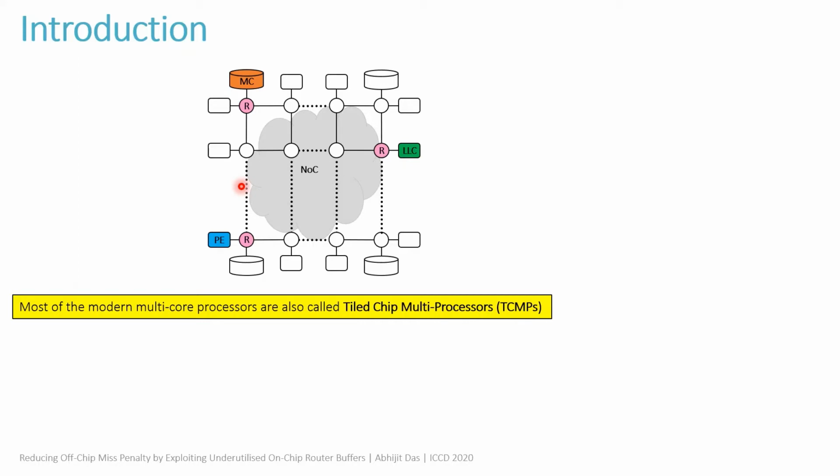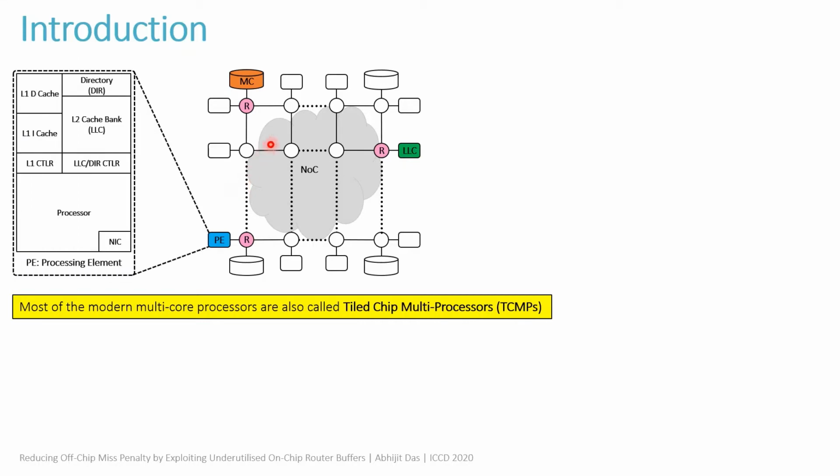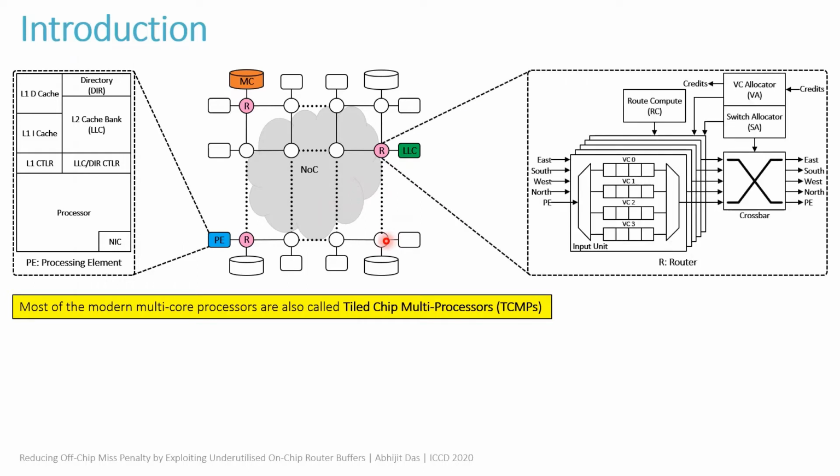The TCMPs have processing elements or PEs, which have a processor along with the on-chip caches. In most of the modern TCMPs, the L2 cache serves as the last level cache or LLC. Processing elements communicate with one another through an underlying communication framework called network on chip or NoC. Everything travels as packets, and the NoC has routers that facilitate the travel of packets from source to their destination.